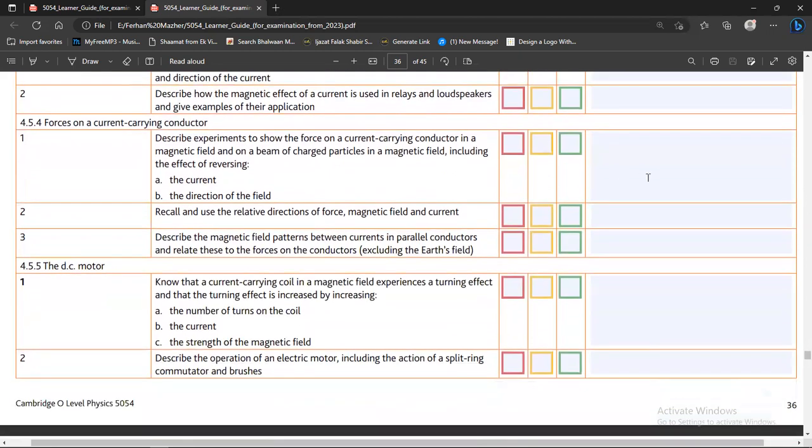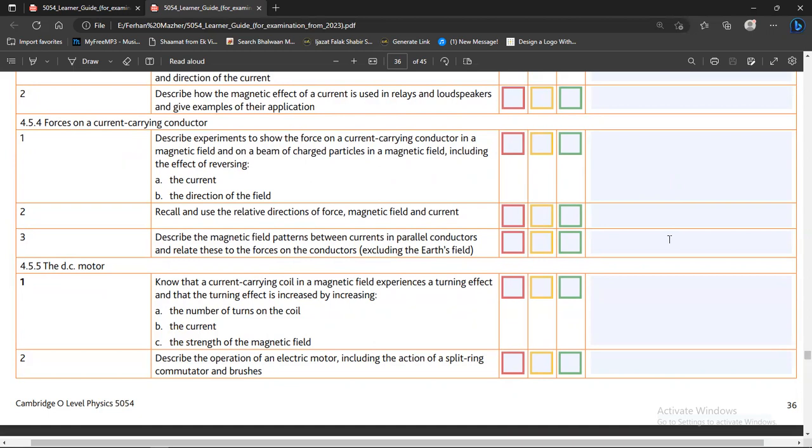Force on a current carrying conductor. Describe experiments to show the force on a current carrying conductor in a magnetic field and on a beam of charged particles in a magnetic field, including the effect of reversing the current, and the direction of the field. Recall and use the relative directions of force, magnetic field, and current.